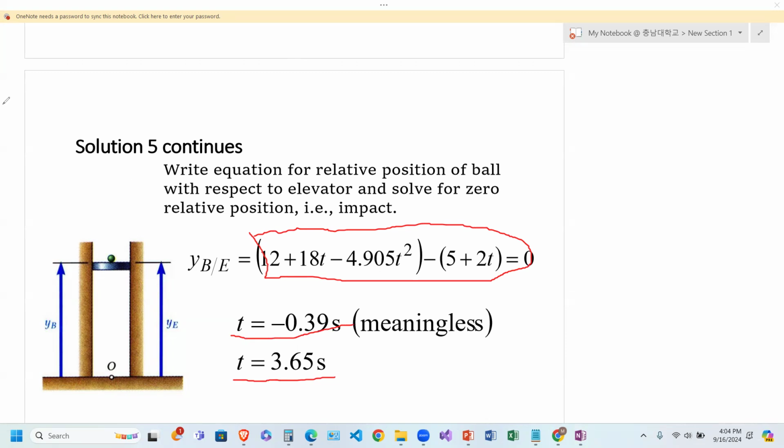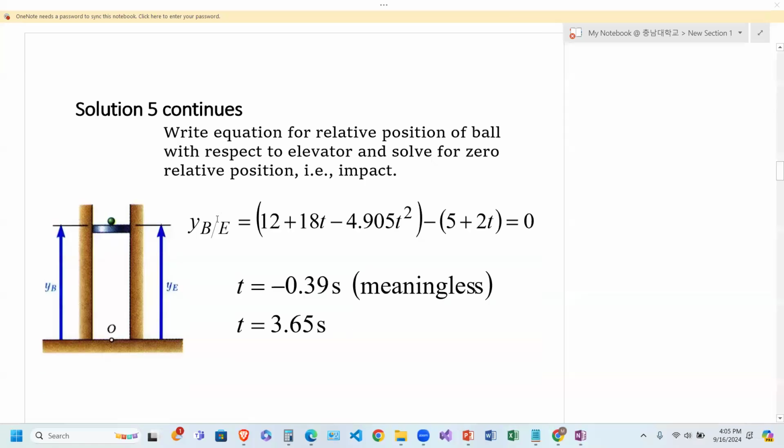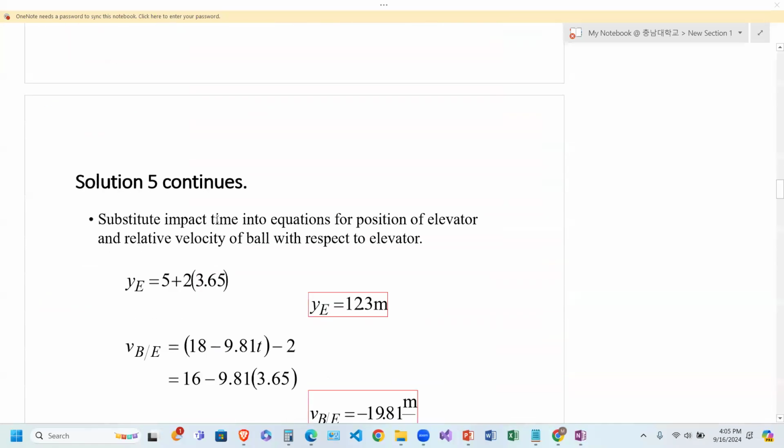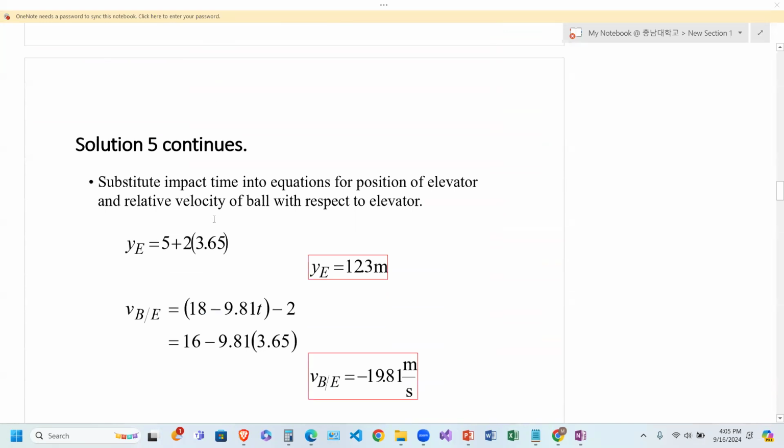So realize that the elevator and the ball met after 3.65 seconds. I hope that is very clear for everyone. Now remember, we need to substitute and then get YE, and we can also get the relative velocity of the elevator relative to the ball. So from our equations, we have got T.